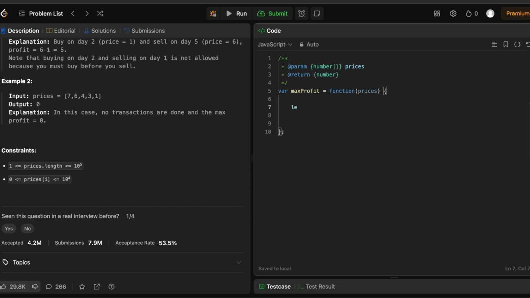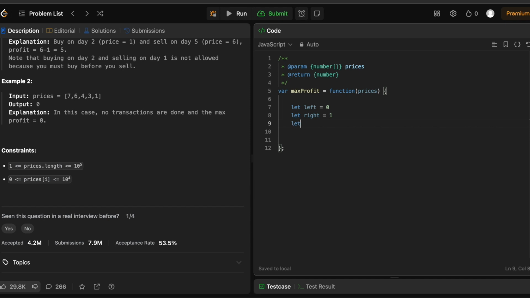I'm going to set a variable left equals 0 and a variable right equals 1. Now this left equals 0 is going to point to the 0th value of the array, while the right equals 1 is going to point to the first value. And basically what we're going to assume is that the left value is going to store the lowest possible value, while the right is going to store the highest possible value. And we're going to use those two to calculate the maximum profit.